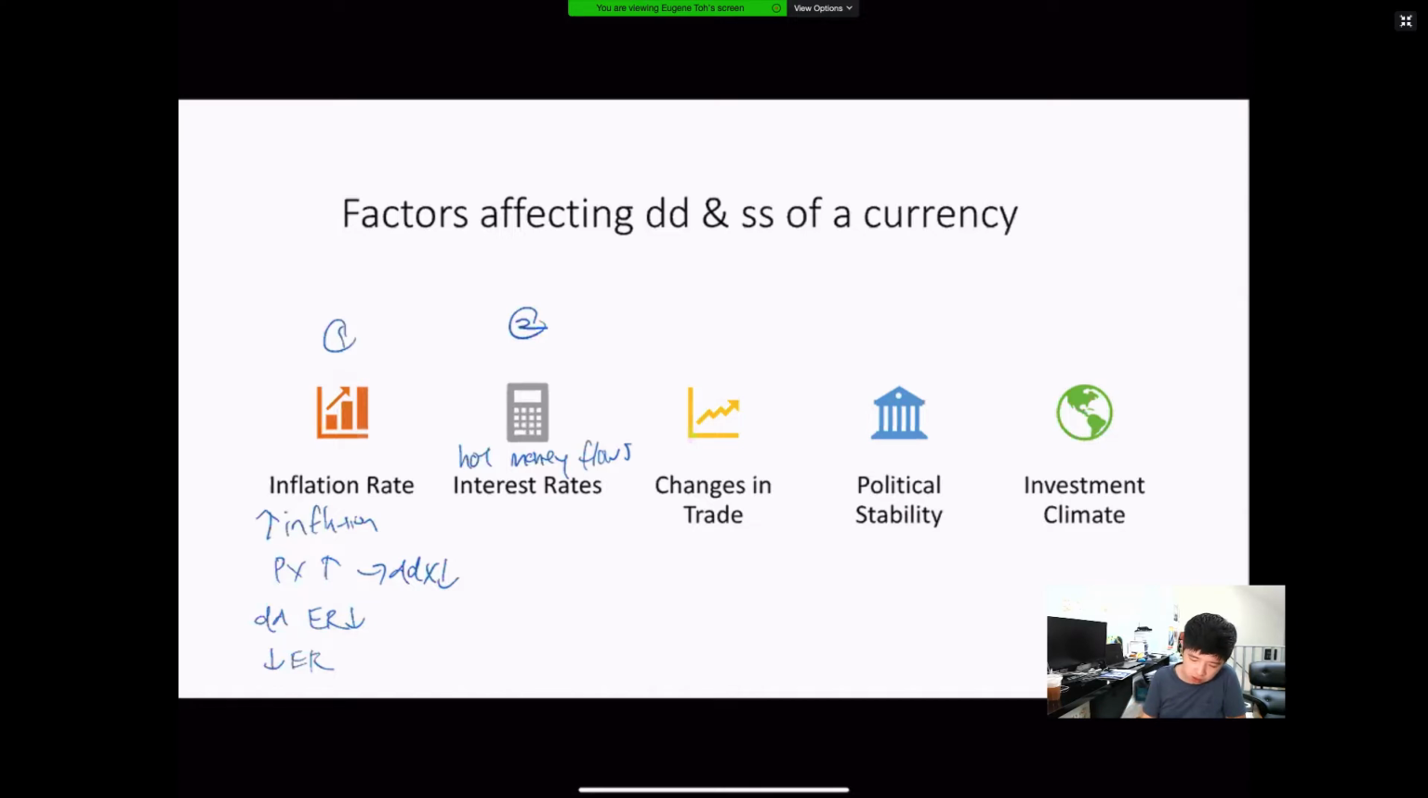Now, if a country's interest rates were to go up, it will attract hot money flows. Let me explain to you what hot money flows are. Now imagine if you have got money lying around doing absolutely nothing except for collecting interest, right? If you've got money that's lying around doing nothing but collecting interest, let's call this money hot money. Now where would this hot money want to go? Yeah, you all tell me.